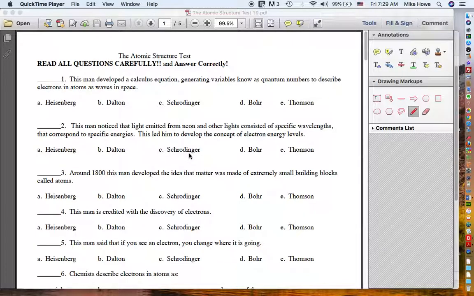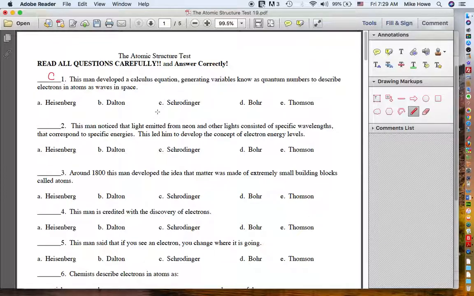So we're going to do this test in 3 sections. This is the first 20 questions. Here we go. The man that developed a calculus equation generating variables known as quantum numbers, that was the guy that had the cat. Quantum numbers came from Schrodinger, so that one would have been C.